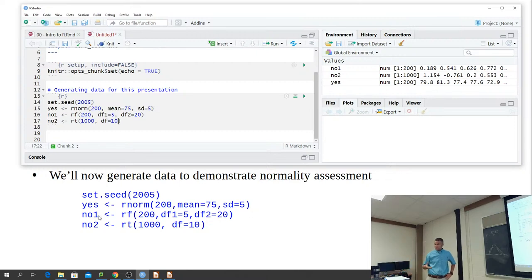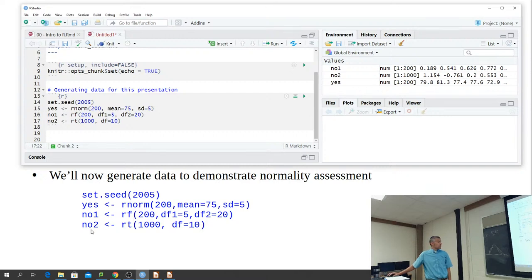All right, so this is our first vector that is not going to be normal. We also draw 200 values, from the F distribution. The F distribution is defined by two degrees of freedom, a DF1 and a DF2. You'll learn about this when we get to analysis of variance, where our test statistic is the F statistic, which we compare to this F distribution, named after Sir Ronald Fisher.